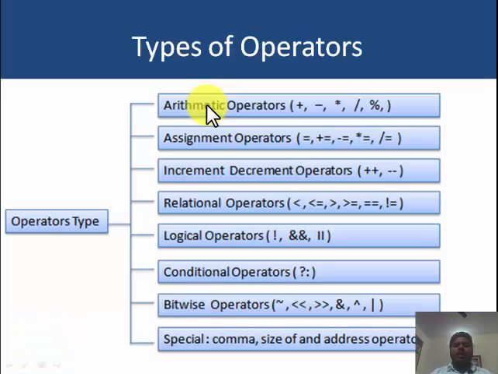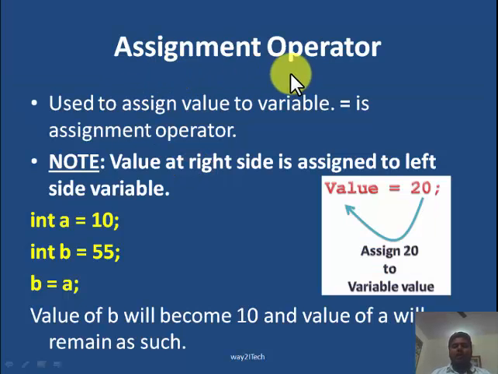So there are various types of operators in C language, like arithmetic operators, assignment operators, increment and decrement operators, relational operators, logical operators, conditional operators, bitwise operators, and some special operators. We will discuss these operators one by one. First of all, we will see the assignment operator.